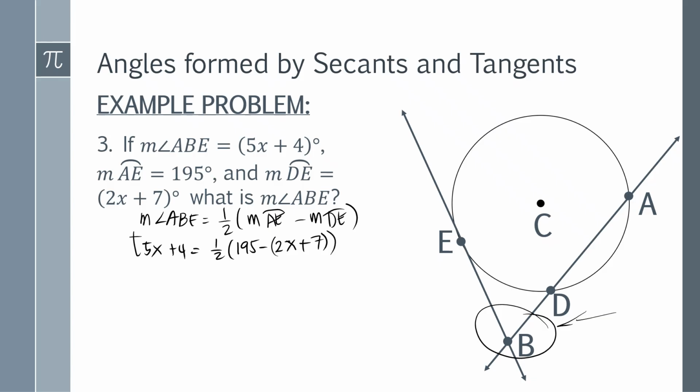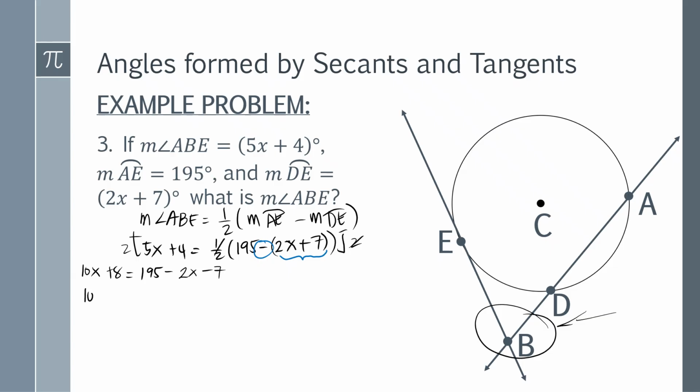Then, again, since there is 1/2 there, you have to multiply both sides of the equation by 2. So therefore, this is 10x plus 8 equals, since we remove 1/2 and 2 here, 195 minus (2x plus 7). Why? Because since there is a minus here, you have to change all the signs of the terms inside the parentheses. So we'll come up with 195 minus 2x minus 7.